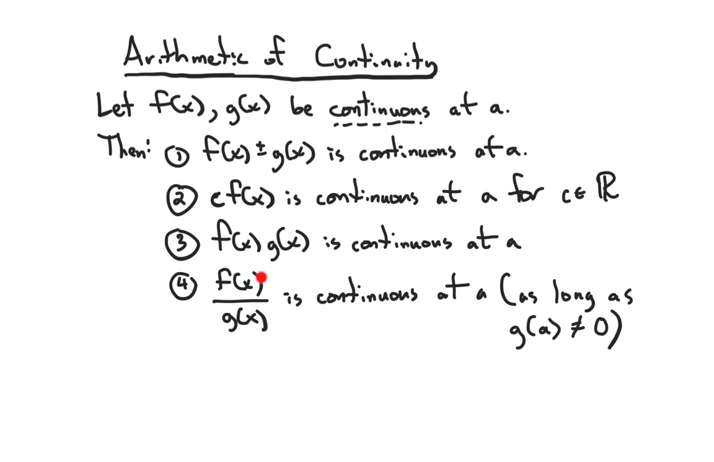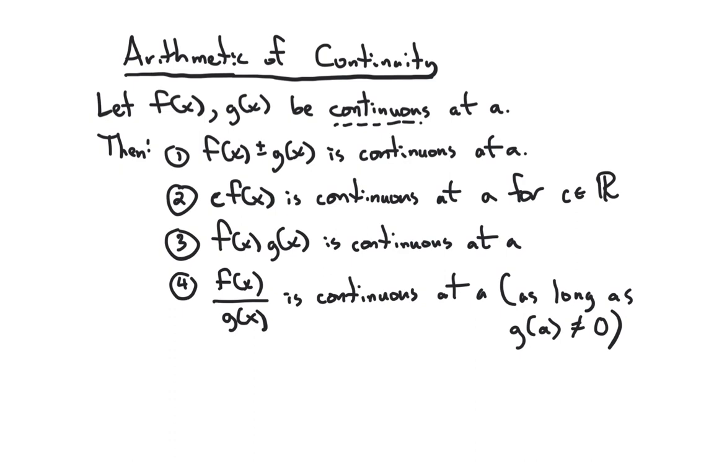You can divide those functions, and that's going to still be continuous at A. There's a little wrinkle here. We just have to make sure that g of A, that value that both the function takes and the limits approach, is not 0, because we can't divide by 0. That's all this is saying. So in some sense, continuity behaves very, very nicely.